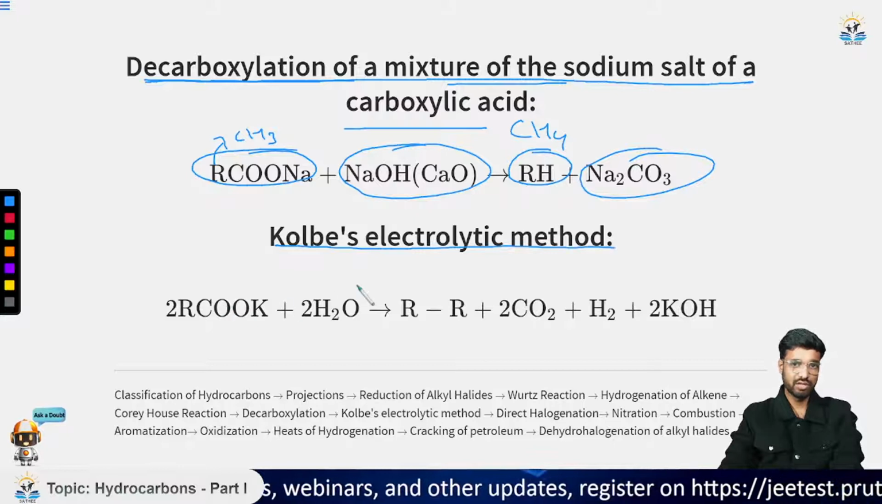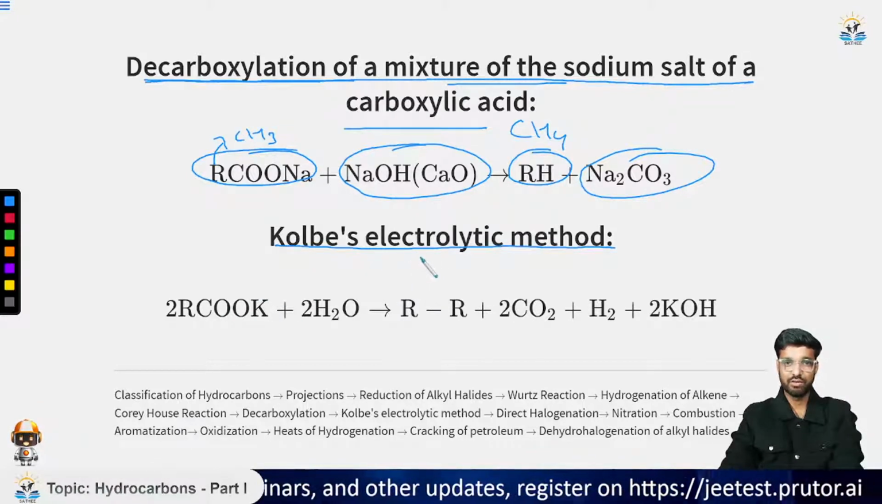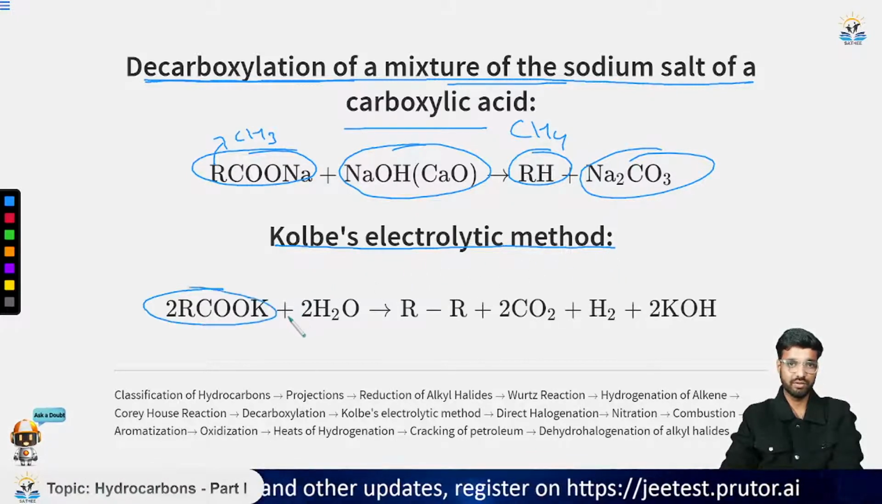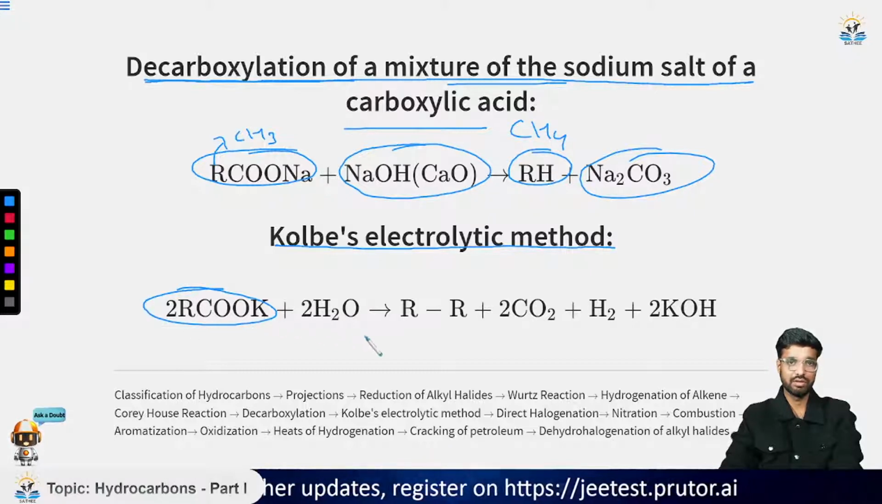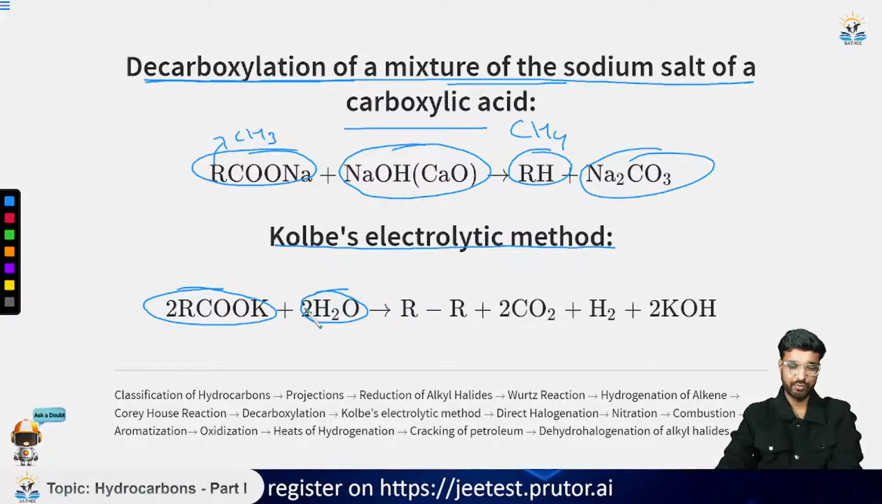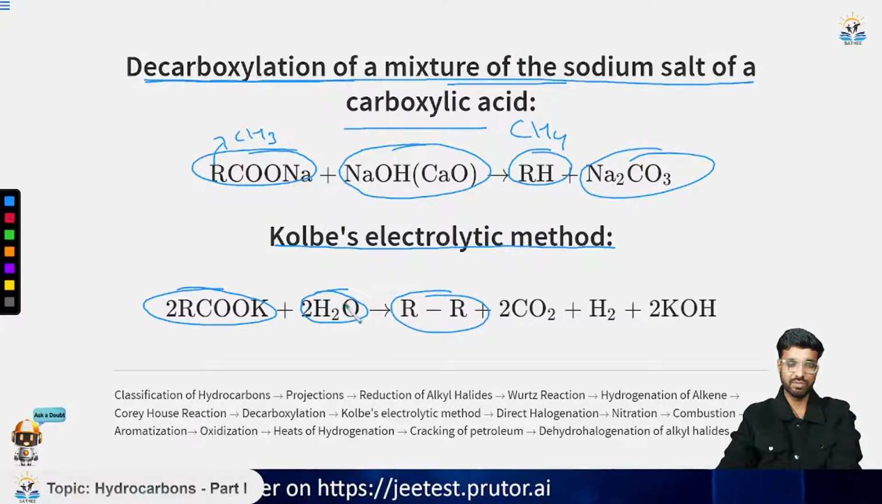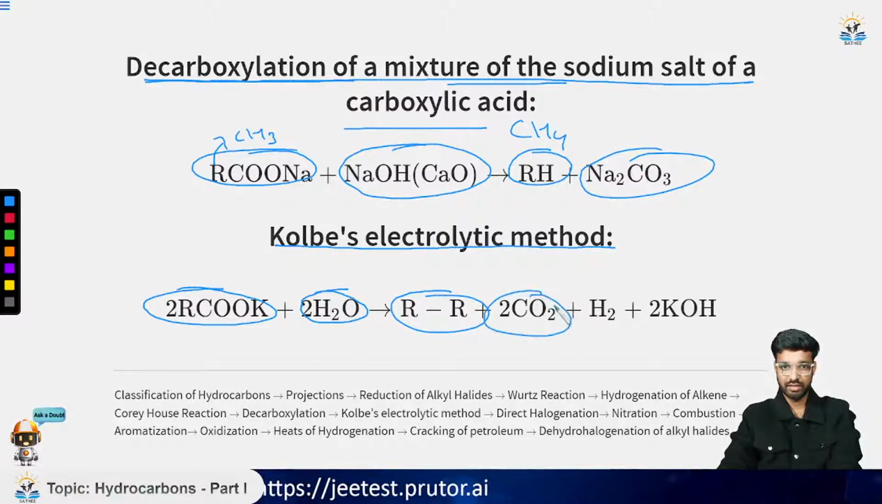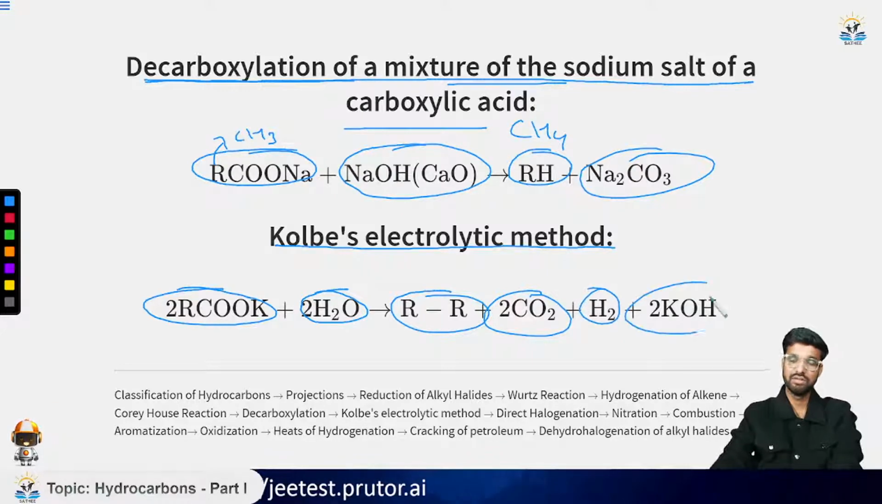Now if we use this potassium salt, we will call it the Kolbe electrolysis method, and then we do the electrolysis of this salt, and you will get the R-R here. So here you are putting H2O because we are doing it in the presence of water. Then CO2 and H2 gas will be released, and KOH will be formed at the other electrode.